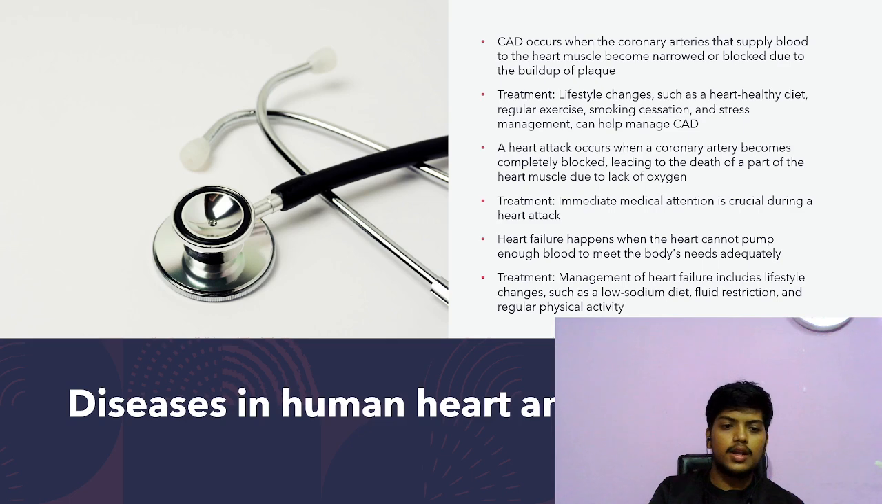The main diseases that occur in the heart and its causes. The first one is CAD, coronary artery disease, where the coronary arteries that supply blood to the heart muscles become narrow or blocked due to the buildup of plaque. The treatment has lifestyle changes such as a heart-healthy diet, regular exercise, smoking cessation, and stress management that can manage CAD. A heart attack occurs when a coronary artery becomes completely blocked, leading to the death of a part of the heart muscles due to the lack of oxygen.